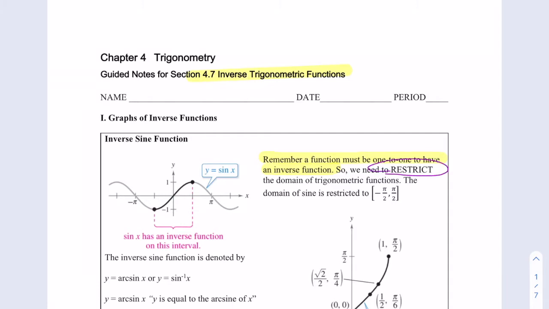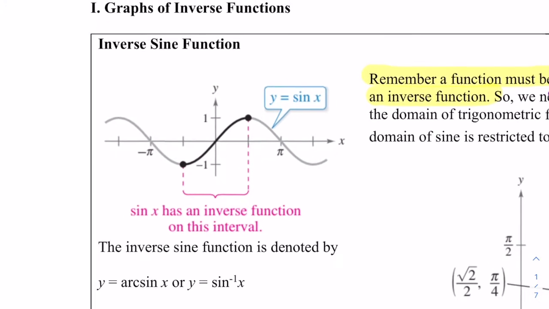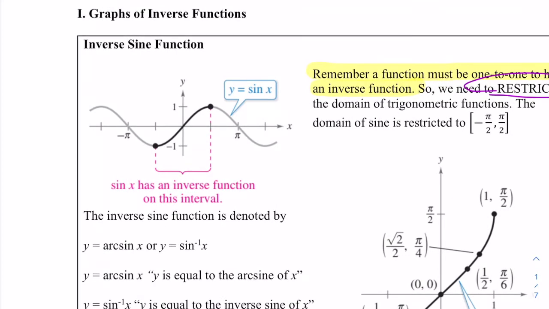So looking over here at sine, we could see that if we kept going and used the whole function, it wouldn't be 1 to 1, right? We wouldn't pass that horizontal line test. So we're going to restrict the domain of the sine function to negative pi over 2 to pi over 2.